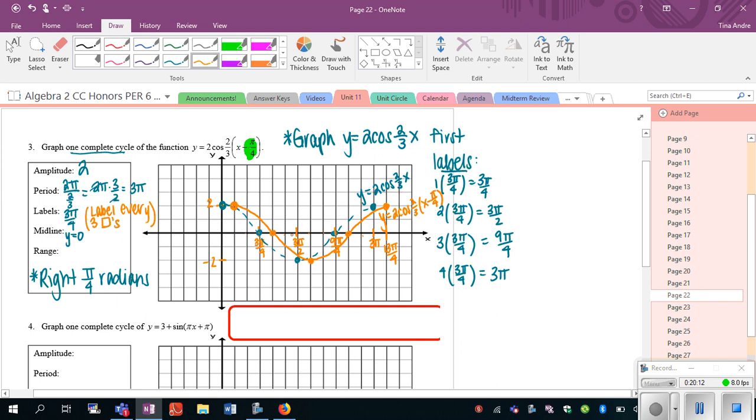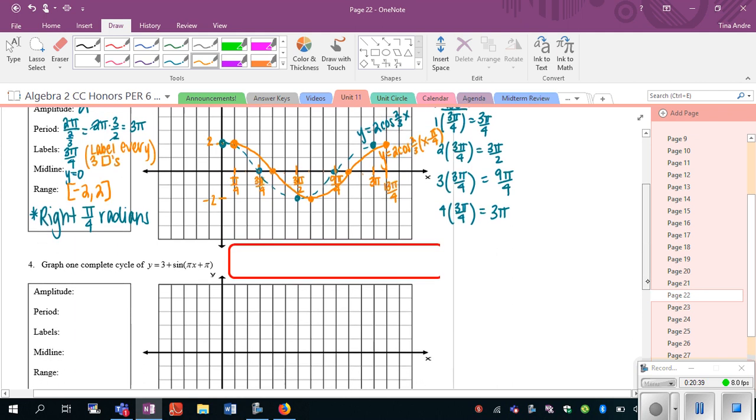So if you needed to write the domain, this is going to go from pi over 4 to 13 pi over 4 is the domain of our shifted function. So you want to think about that scale as you're working through these. Then the range is going to be -2 to 2, though. That's nothing crazy, just what we've been seeing. All right, let's look at one more here, and then you can finish these up.